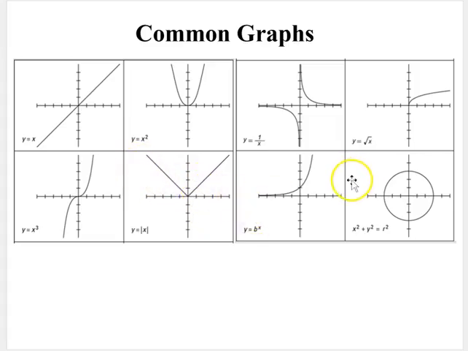And then you have your higher level ones, where you have your basic rational function, which is 1 over x. Your basic square root function, y equals the square root of x. Your basic exponential function, and then your most basic circle, x squared plus y squared equals radius squared. And this would be a circle with the center at 0, 0, at the origin. So these are some common graphs that you should just know automatically.